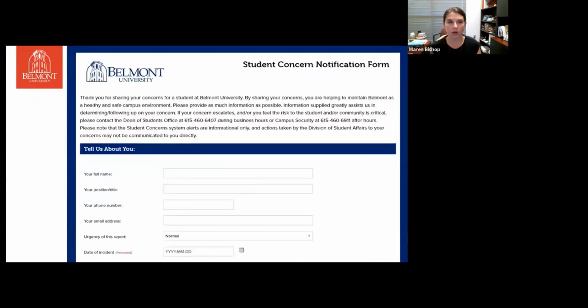Now, this is actually what our student concern form looks like. If you were to pull up this form, this is our Maxient reporting form. This is where you're able to tell us information about what is happening. Pretty straightforward. And some of you may have already used this in the past as an RA in that job experience, or maybe you've submitted a student concern about a friend in the past.